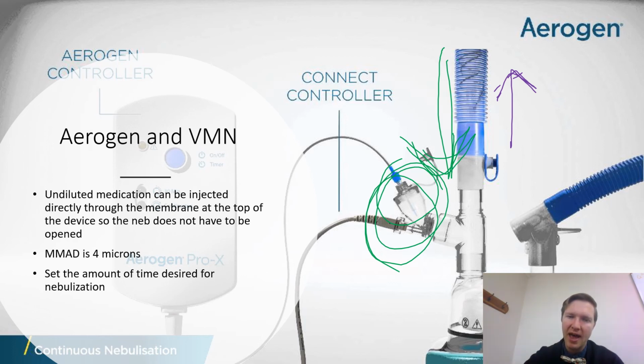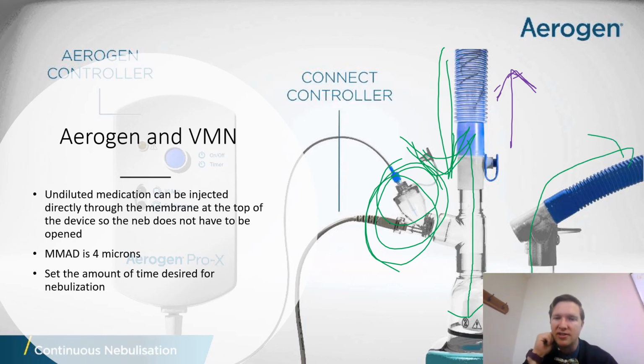And then what happens is as the gas is flowing through this circuit, it goes to the heater and it's picking up that nebulizing medication, and then eventually it'll go out to the patient. So that's what it means between the outlet of the ventilator and the humidifier. This undiluted medication can be injected directly through that membrane at the top here.